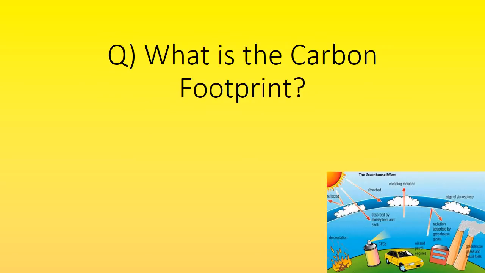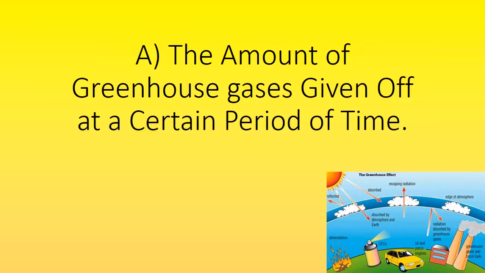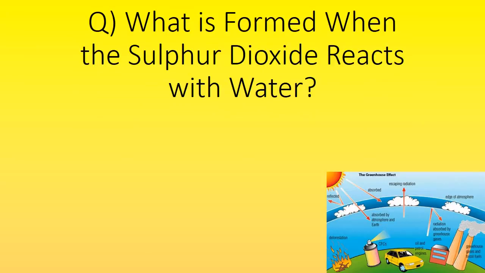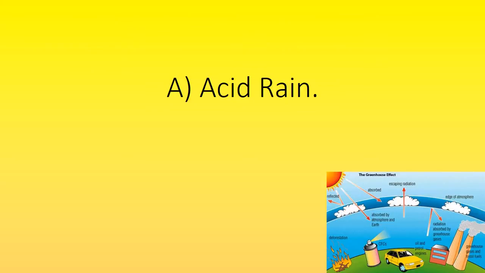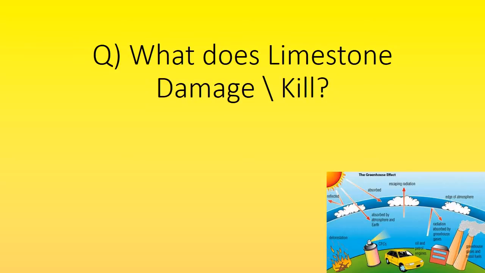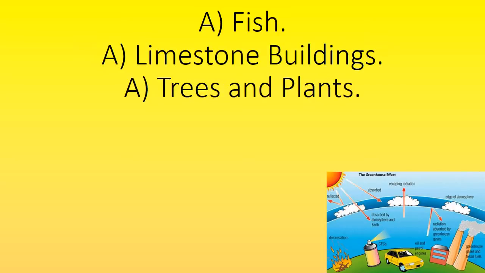What is the carbon footprint? The amount of greenhouse gases given off in a certain period of time. What is formed when the sulfur dioxide reacts with water? Acid rain. What does acid rain damage or kill? Fish, limestone buildings, trees and plants.